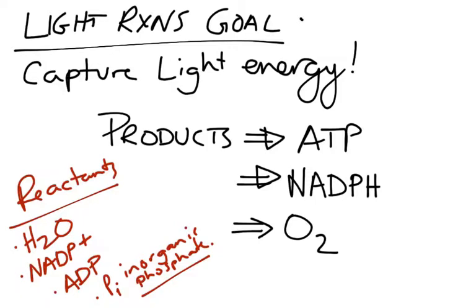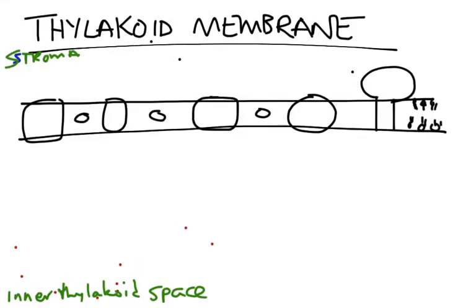So let's go back to the thylakoid membrane. On the thylakoid membrane, you've got a bunch of things. This box right here is PS1, also known as photosystem 1. At the far end over here is PS2. So you have photosystem 1 and photosystem 2. There's two photosystems. They're the key light capturers.